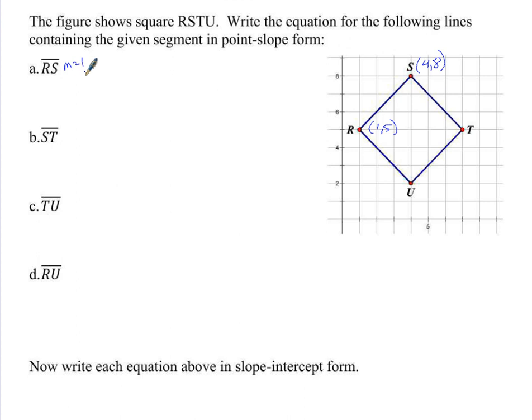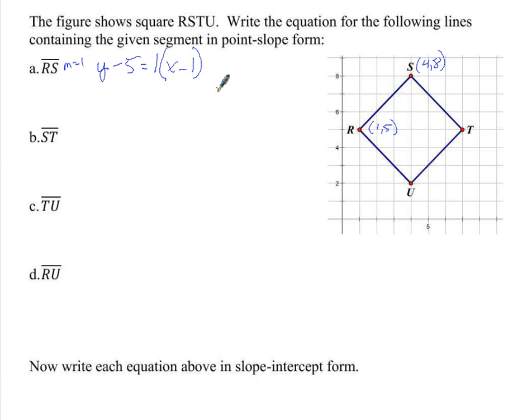And then I just need an ordered pair. Well, I have 2 of them. Which one do you want to use? Whichever one you want. It doesn't matter. So a line in point slope form for RS would be y minus, I'll use R, so 1 comma 5. So it'll be y minus what? 5 equals 1 times x minus 1.